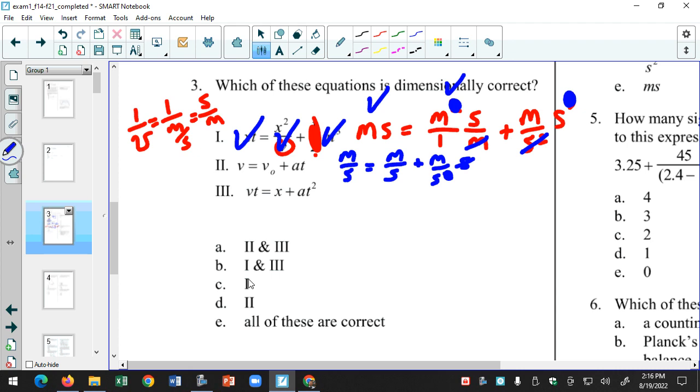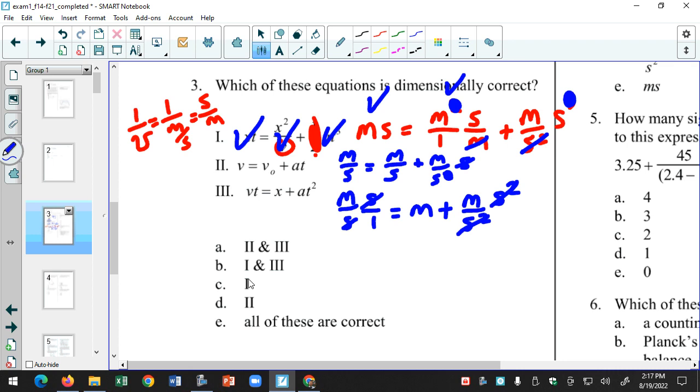It's correct too, because it's meters equals meters, and then the a t squared works out to meters. That's right. So I'm putting in the units for every variable, and they all cancel out to give me meters all the way through.